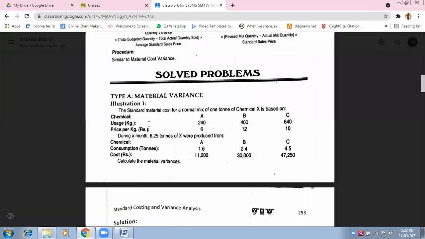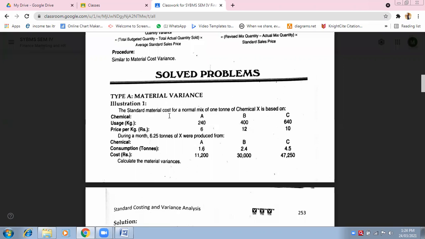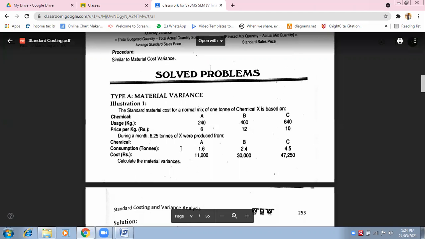Usage means quantity. It is given in kgs. So 240 kg of A, 400 kgs of B, and 640 kgs of C are required to produce chemical X. And the price is 6 per kg of A, 12 per kg of B, and 10 per kg of C. Rupees price per kg means it is the standard material cost. So the information given is related to standard. Now something has to be actual also.